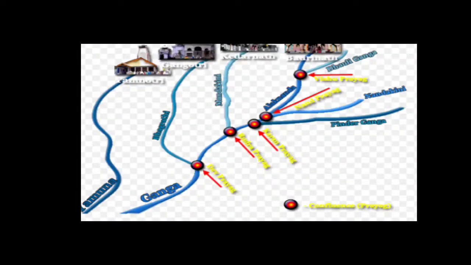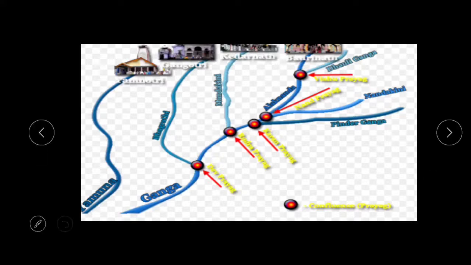Here the Ganga has 5 head streams. These are the important head streams which join together to form the Ganga: Bhagirathi, Alkananda, Mandakini, Dhauliganga and Pindar. All these 5 head streams come and join together at one point or another, and then they form the river Ganga.